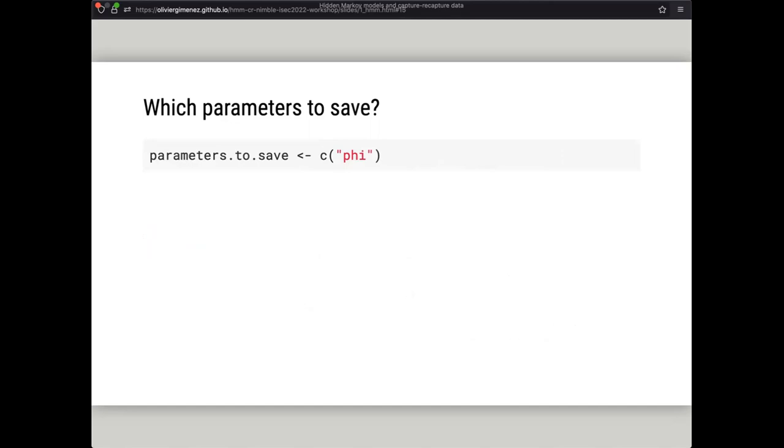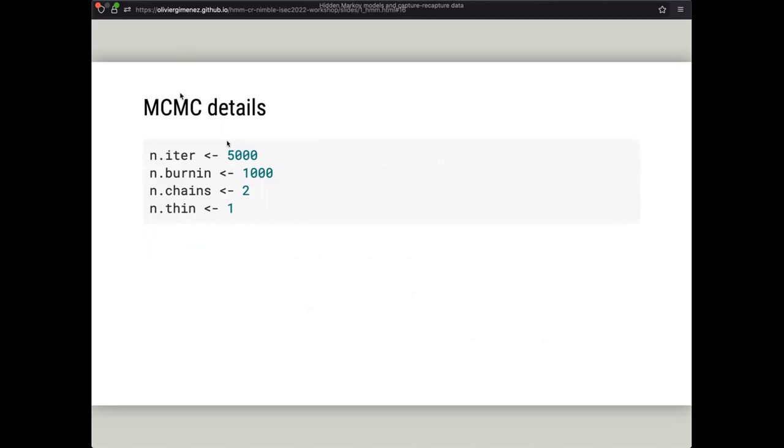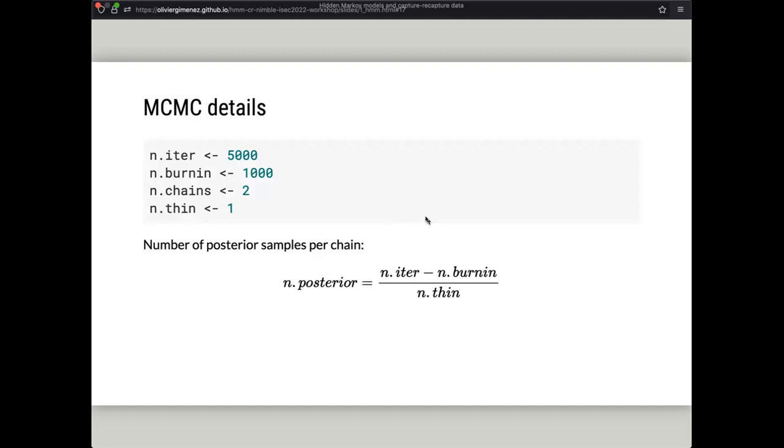We specify some MCMC details, so the number of iterations, the length of the burn-in period, the number of chains, and some thinning if you want to use some thinning. The only thing you need to be careful about is that the number of posterior samples per chain after burn-in is included in the number of iterations. So you see the burn-in period is included in the number of iterations that you specify, okay? So at the end of the day, the number of posterior samples you will have is the number of iterations minus the number of iterations you specify for the burn-in period, okay? So keep that in mind. And divided by the thinning period, okay? But we will use one, so it doesn't really matter.